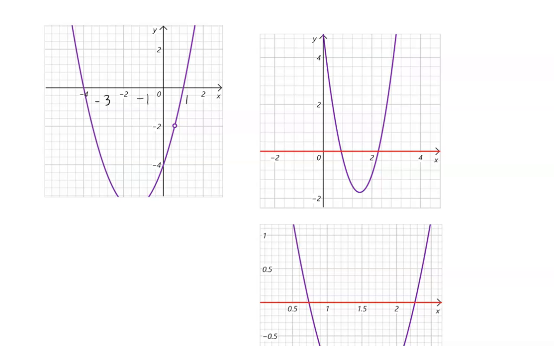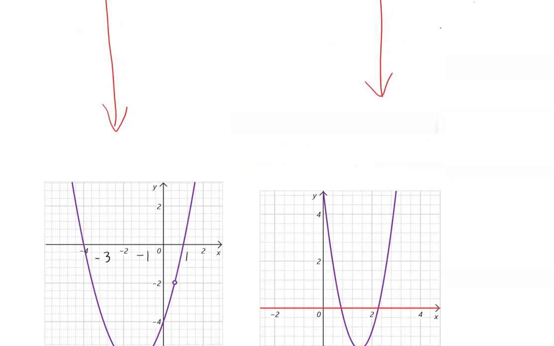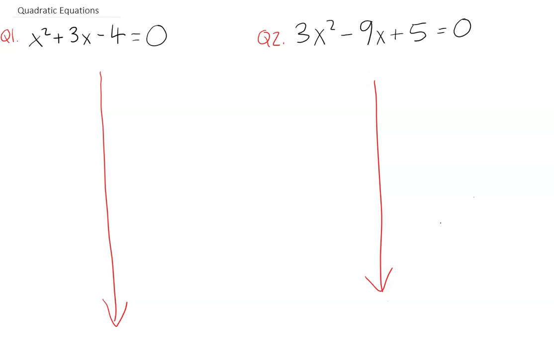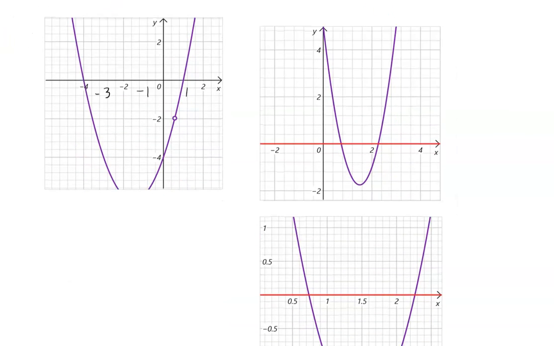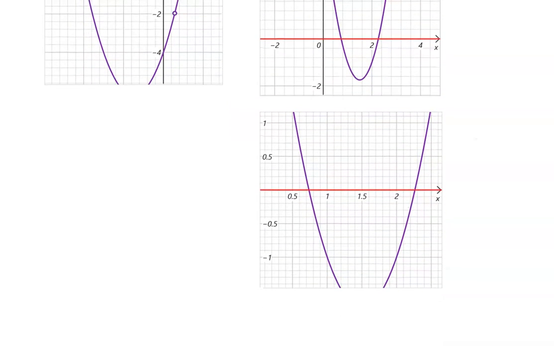U shape again. It's a U shape because it's a positive x squared. These are both positive x squareds, so it's a U shape. If it was a negative x squared, it would be like an N shape. And that's just the same graph, just zoomed in a bit more.